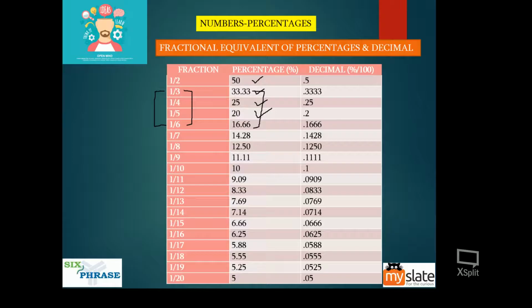Now 1 by 7 is 14.28. This you will have to remember, 14.28. An easy way to remember is, what is 7 into 2? 7 into 2 is 14. What is 14 into 2? 14 into 2 is 28.